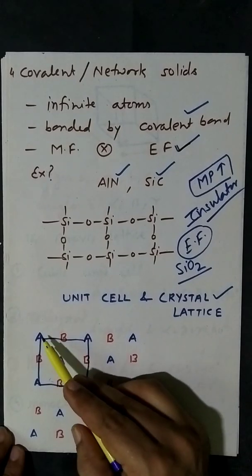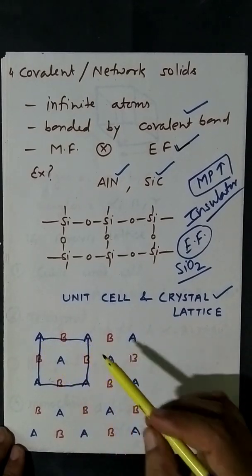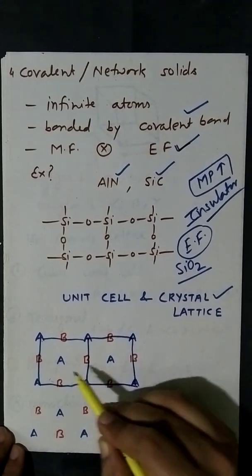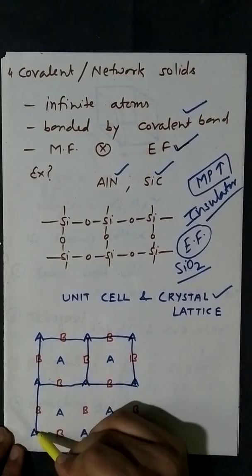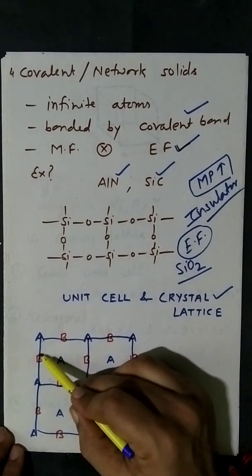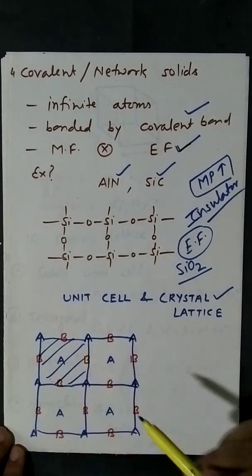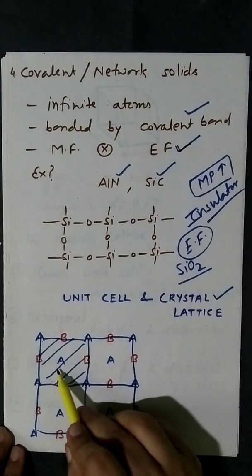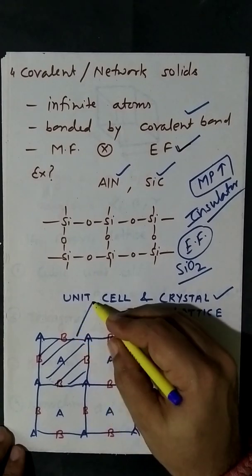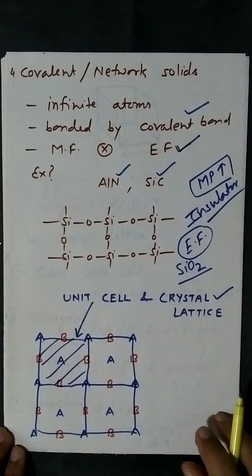For example, this part starts with A, ends at A, and here you can see once again it starts with A, and both are 100% identical parts. This is again an identical part, this is again an identical part. So this particular part is the smallest part which on repetition converts into the complete crystal, and this smallest part is known as unit cell.